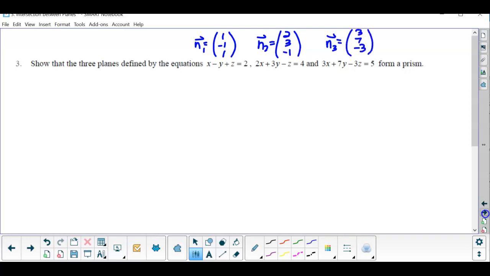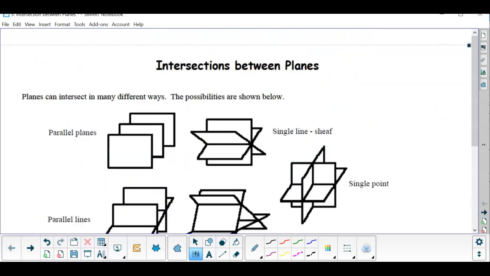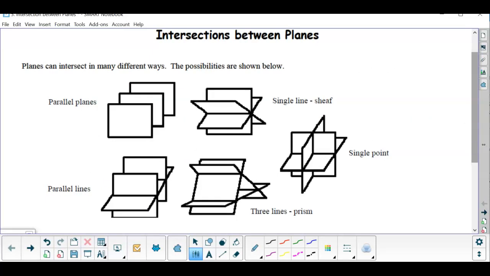Okay. So when none of the normals are parallel to each other, that's one of your options, right? Is here or here or here, okay? When none are parallel. So you're given that it's going to be this. We have to show that.